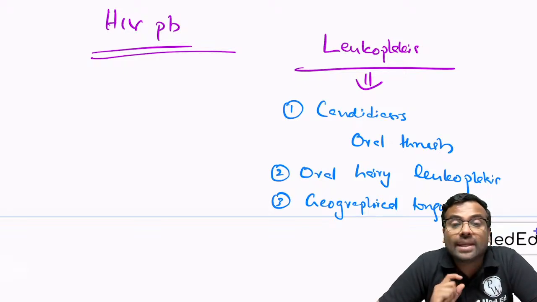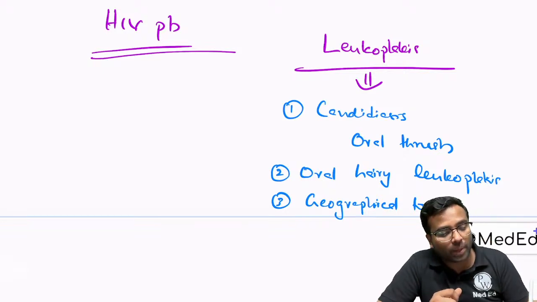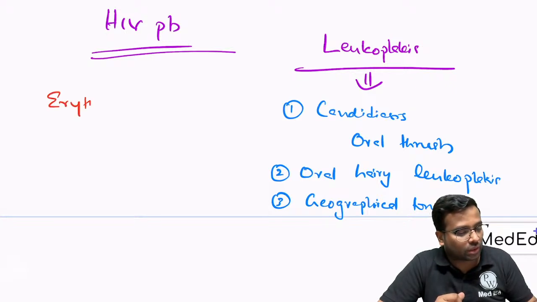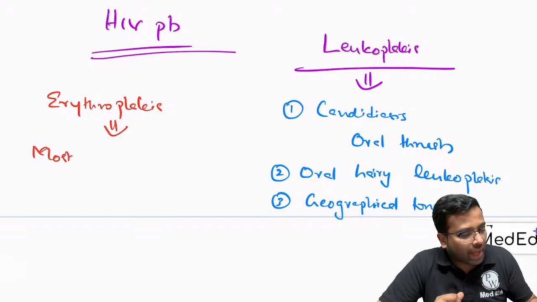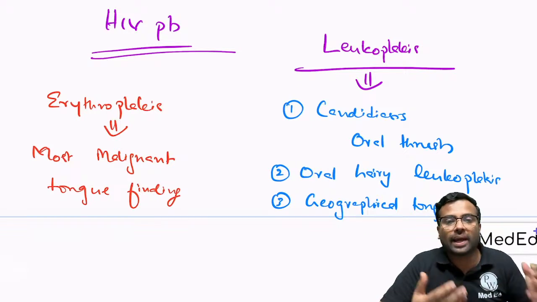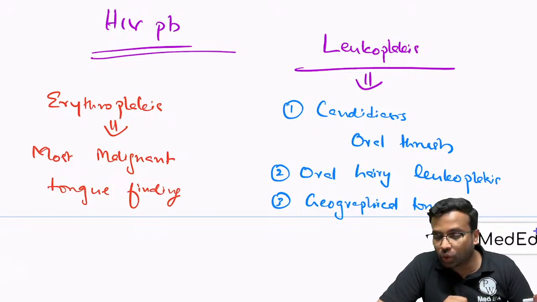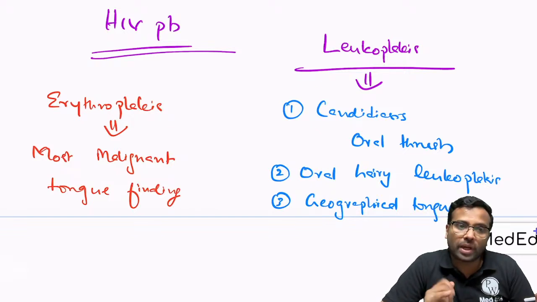Rarely we can also find erythroplakia. Erythroplakia means some part of the tongue has reddish discoloration. And remember, erythroplakia is going to be the most malignant tongue finding. Or rather, the most pre-malignant, the one with the most chances of changing into a malignancy, it is going to be erythroplakia.